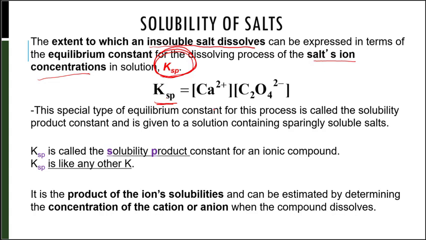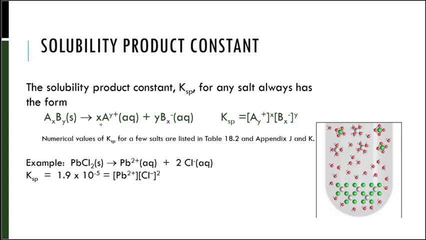This special type of equilibrium constant for this process is called the solubility product constant and is given to a solution containing sparingly soluble salts. The Ksp, again, is the solubility product constant, and it's just like any other K. It's the product of the ion solubilities and can be estimated by determining the concentration of the cation or anion when the compound dissolves. It always has the same form, and we are given numerical values of Ksp in your appendix and they should be on your cheat sheet.